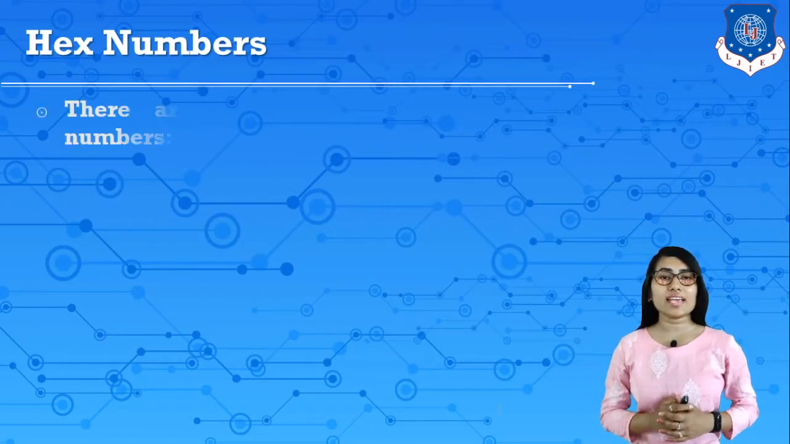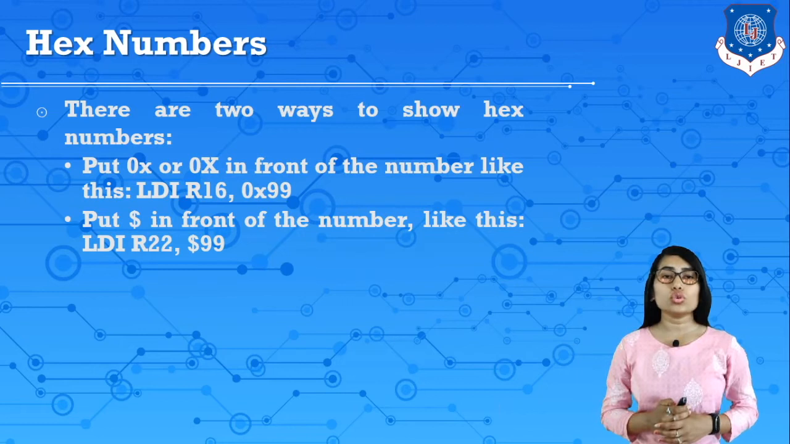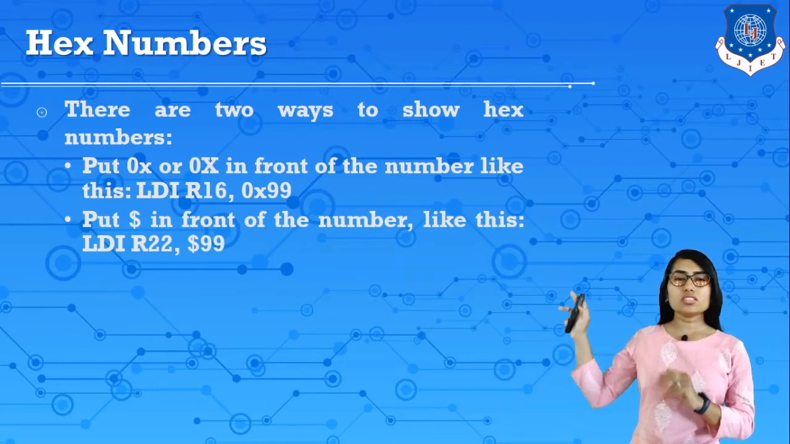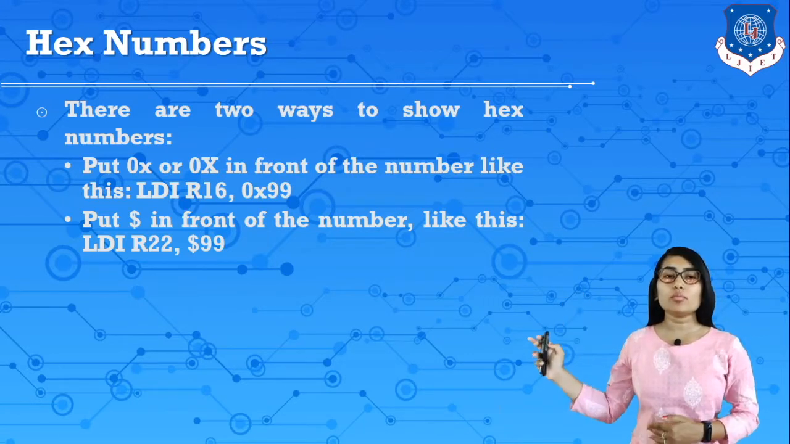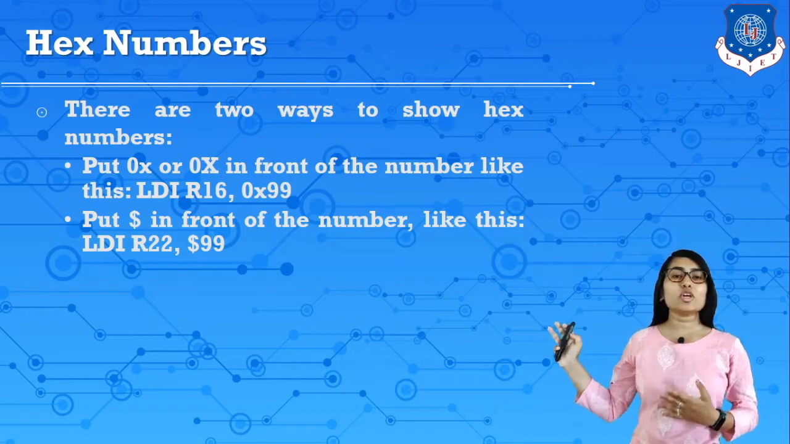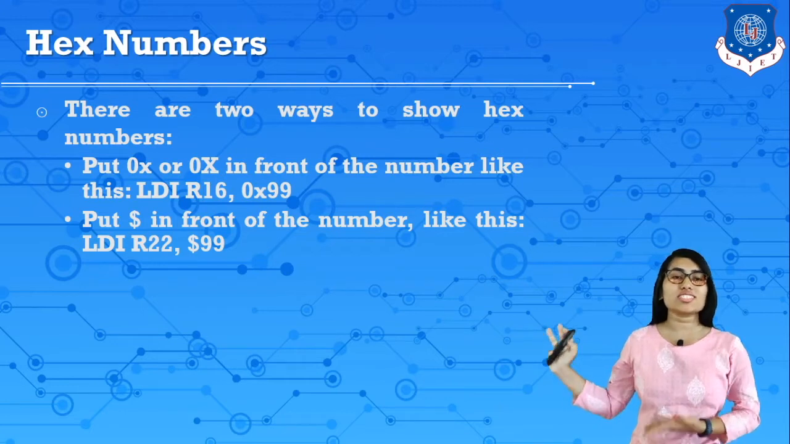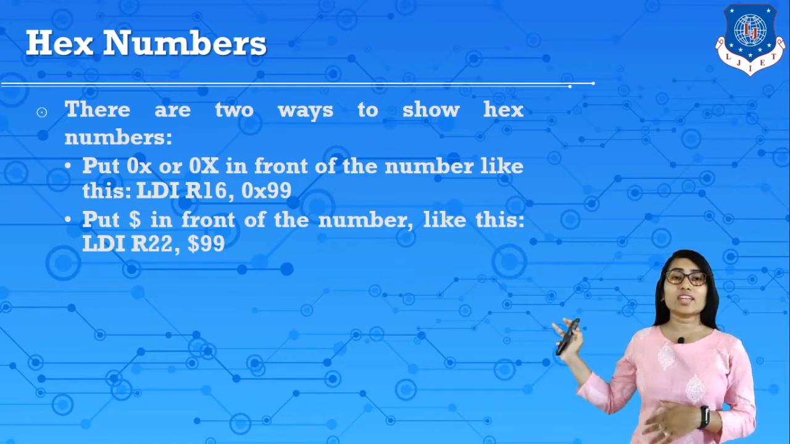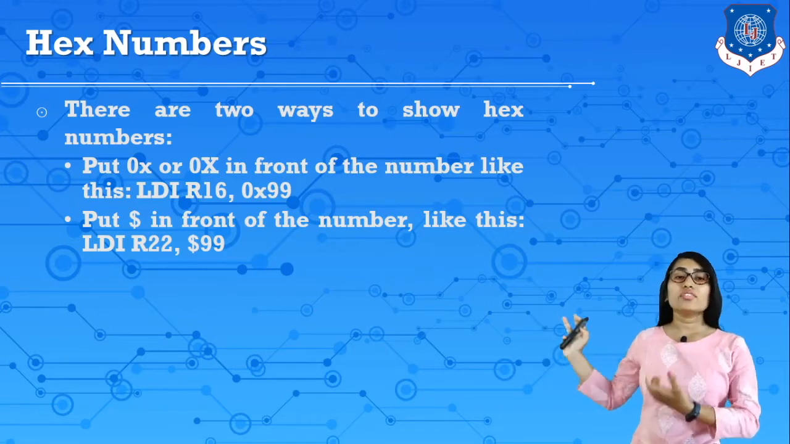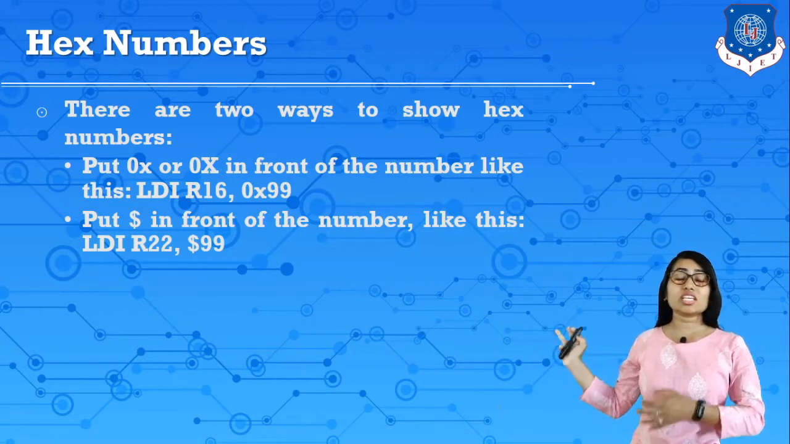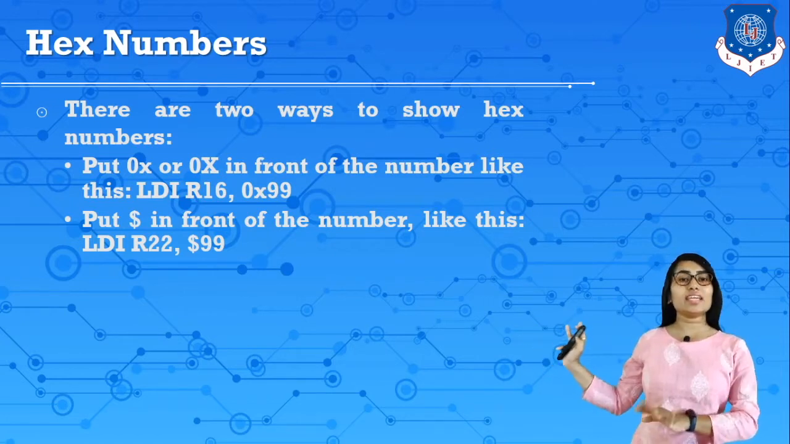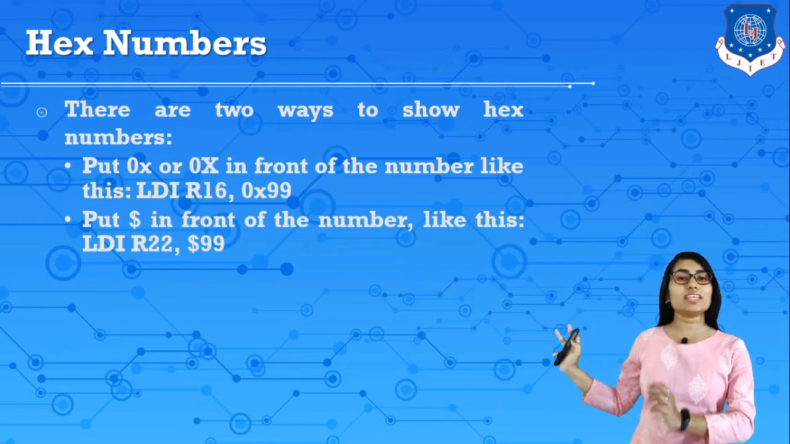First is the hex number. There are 2 ways to show that hex numbers are used. Put 0x or 0 capital X in front of a number to represent that this number is a hex number. We can load data in a register using the instruction LDI. So here, LDI R16, 0x99. LDI is a mnemonic. This R16 and this data are operands. In the R16 register, this 99 is stored, but remember this 99 is in hex.